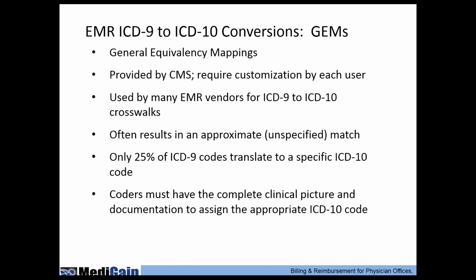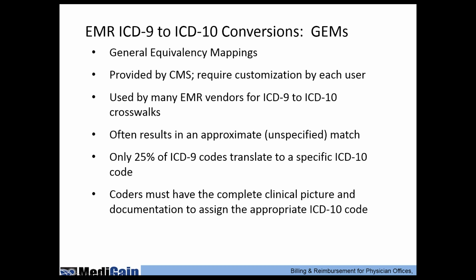GEMS, the key point here is general equivalency mappings are something that's provided by CMS. It's a way to map a code from ICD-9 to ICD-10. A lot of the electronic medical record vendors are using this. The key point is that it's not the be-all, end-all, because only about 25% of the codes that map by GEMS from ICD-9 to ICD-10 are an exact match. So roughly 75% will result in an unspecified code. So oftentimes that will not be the code you want to use.